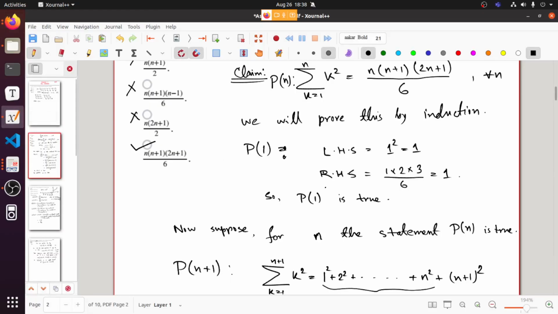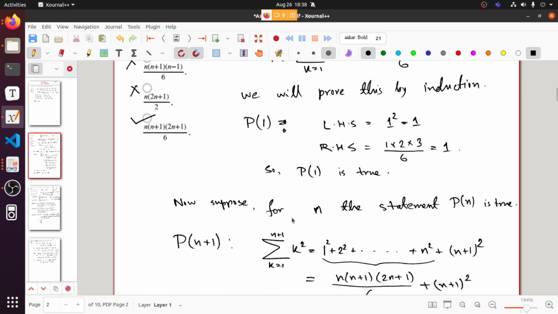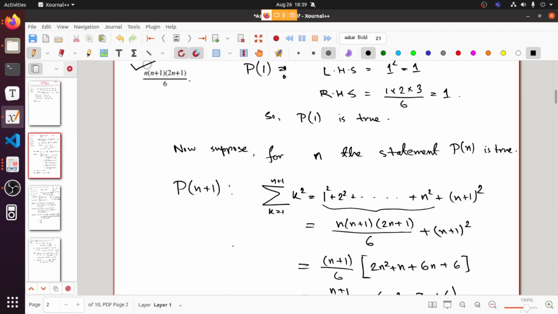Now if you see the right hand side, it will be 1 into 2 into 3 by 6, so it is again 1. So P of 1 is true. Now for induction, suppose that for n the statement is true, meaning Pn is true. Assuming it for n, we will prove that P of n plus 1 is true. Just take the summation k equals 1 to n plus 1 of k square. It is 1 square, 2 square, dot dot n square, plus n plus 1 square.